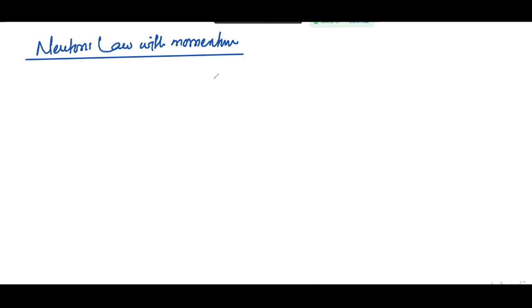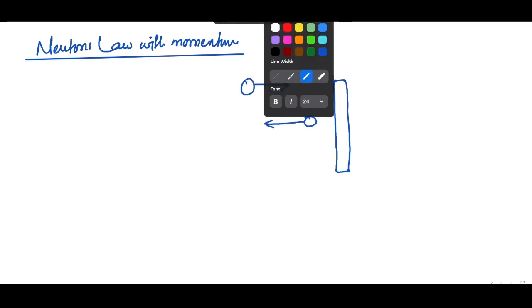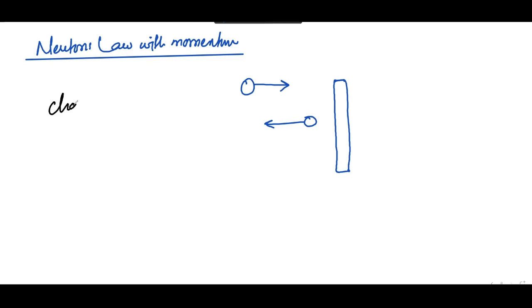Okay, so one situation more. For example, if this is a wall and I throw a tennis ball towards the wall and it bounces back. And if I want to find the change in momentum, that would be final momentum minus initial momentum, right? That is how we find the change.